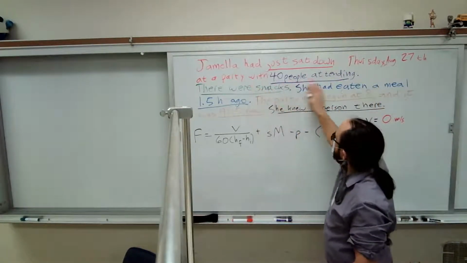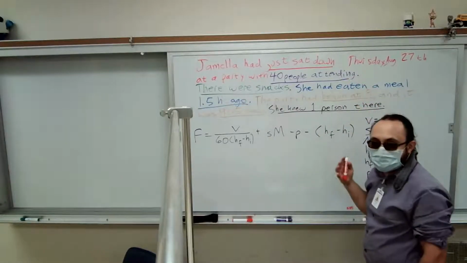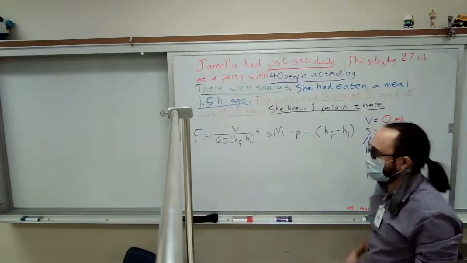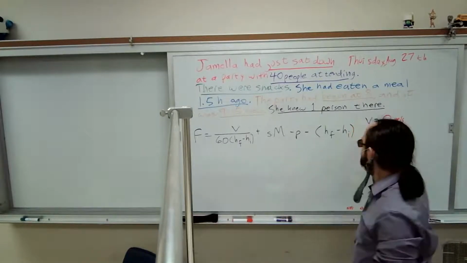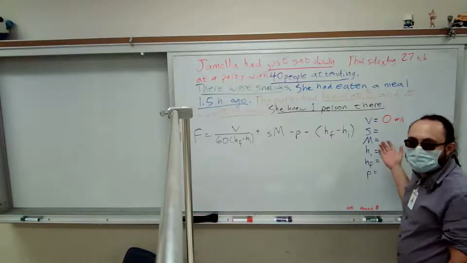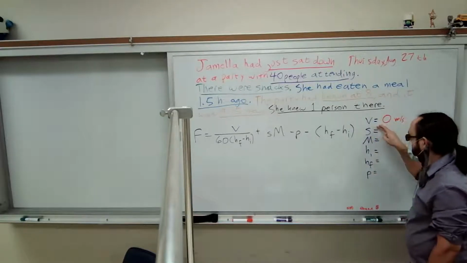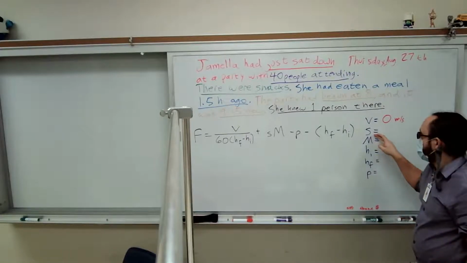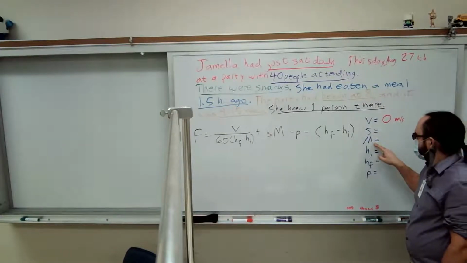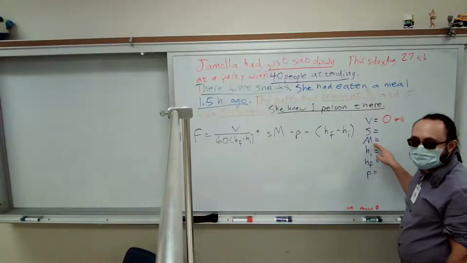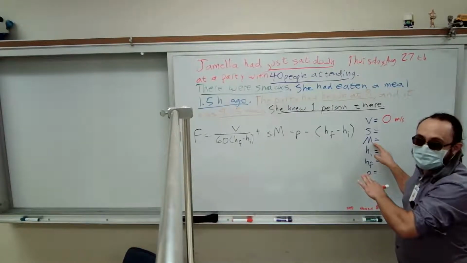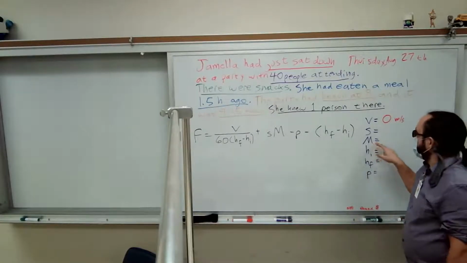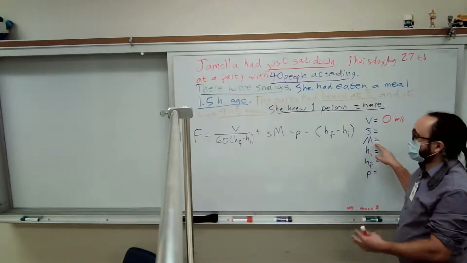She was at a party with 40 people attending. If you read the key, which I didn't have room to write up here, that's where it says what all these letters are for. On the Google form and on that Word document, it says that V is for velocity. S is for if there were snacks or not, 1 for yes, 0 for no. Capital M is for, by the way, all our variables are case sensitive. There's a capital M; lowercase m might be for something different. Capital M would be for how long ago she'd eaten a meal.